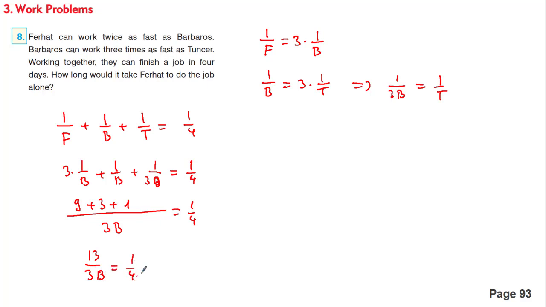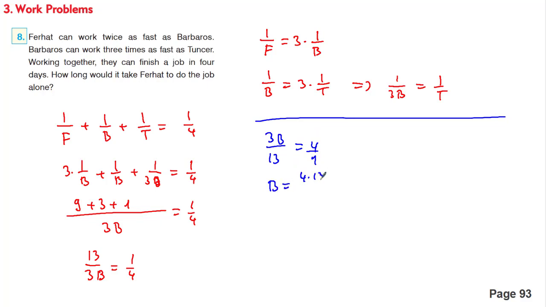is 1 over 4. So from here we can inverse this fraction. We get 3b over 13 is 4. Maybe you can write over 1. Multiply, you get b is 4 times 13 over 3, which is 52 over 3. This is Barbaros's work rate.